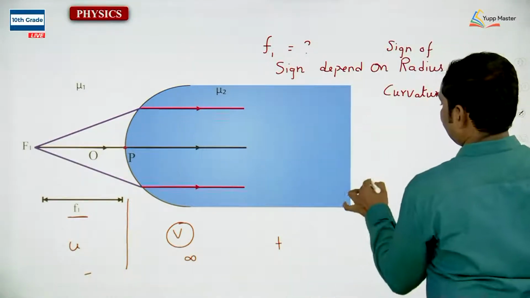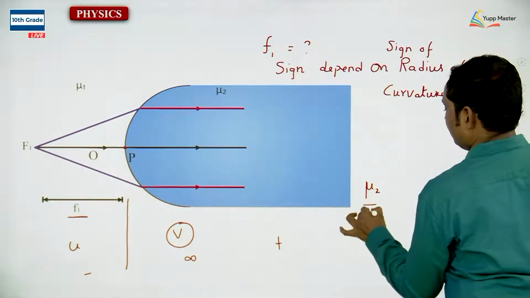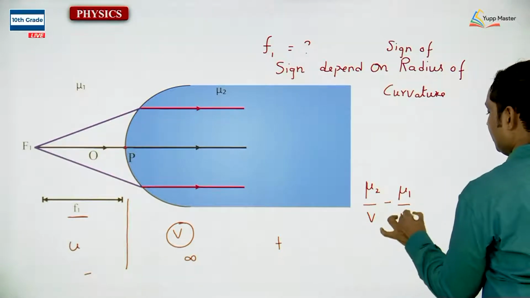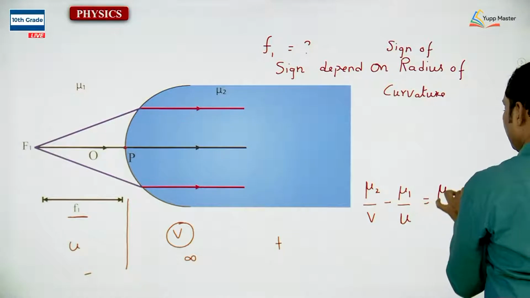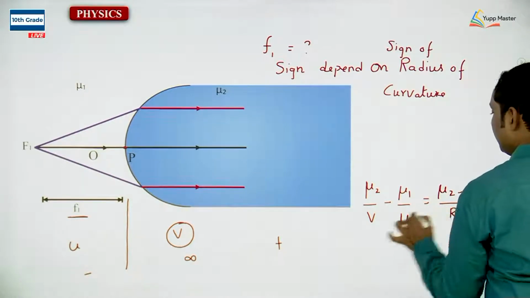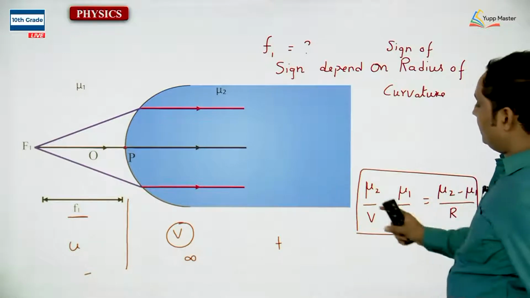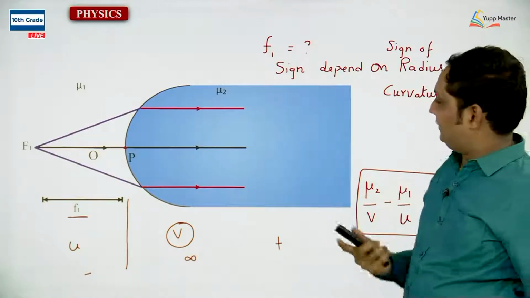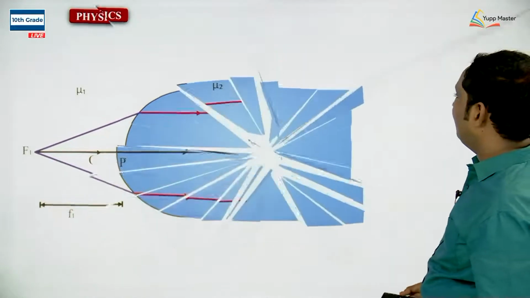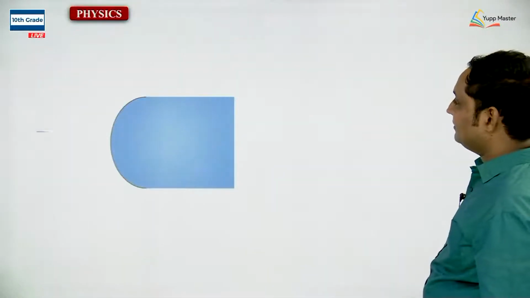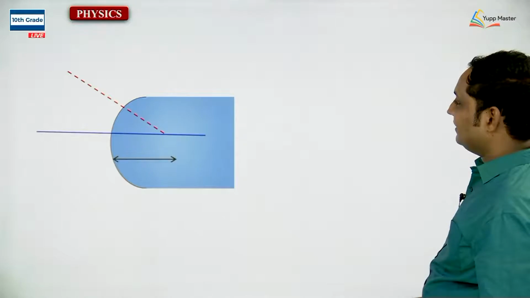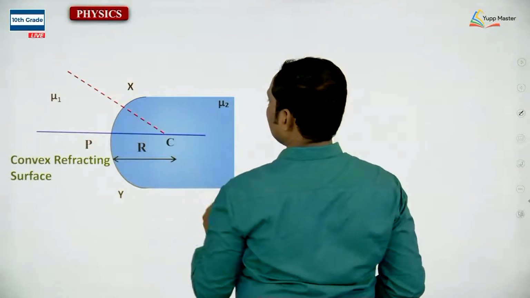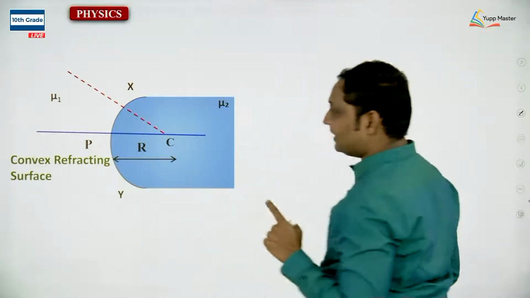Do you know very well about this? mu2 by v minus mu1 by u is equal to mu2 minus mu1 by R. This is the relation from which we would like to get the expression for the first principal focal length. Let's see that. All right, let's go for another one. What about that R? R is the radius of curvature.